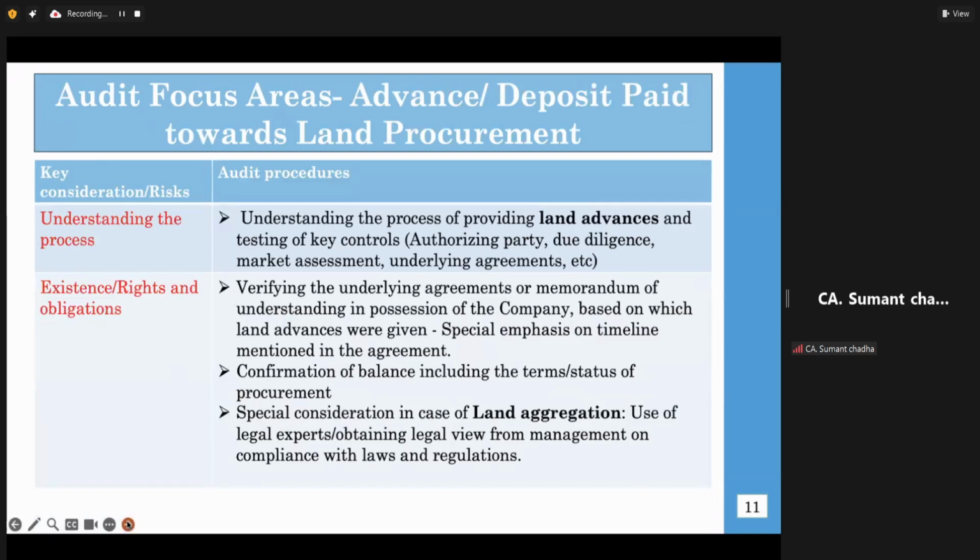So I talked about the land advance process. They need to have some controls. Who's authorizing that? What is the due diligence? What are the market surveys? What is the legal due diligence on the titles of these properties? Are there some underlying agreements? Is it just advances to these farmers, and agreements may come much later?